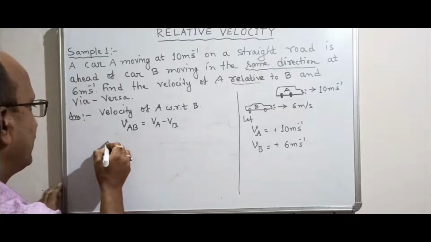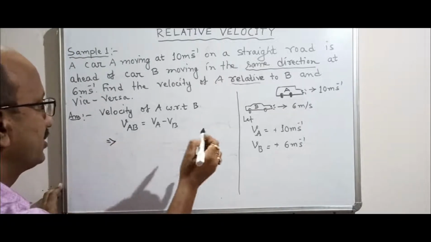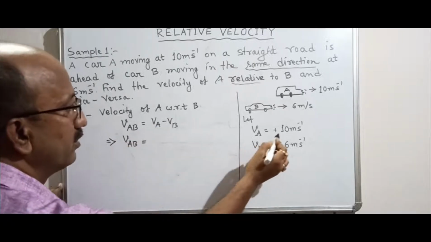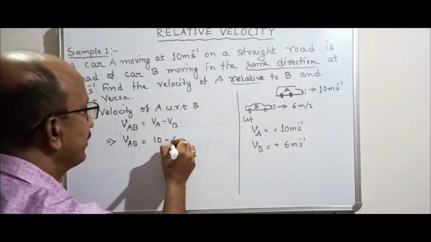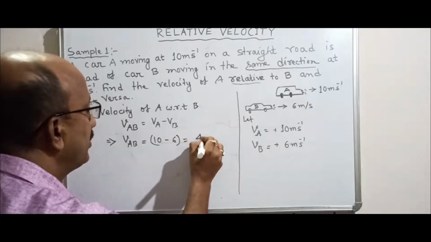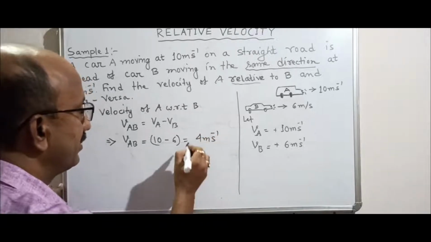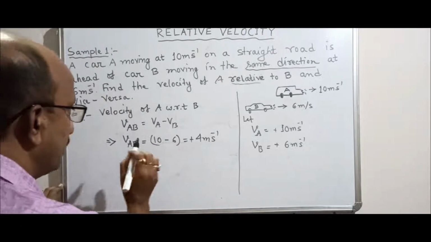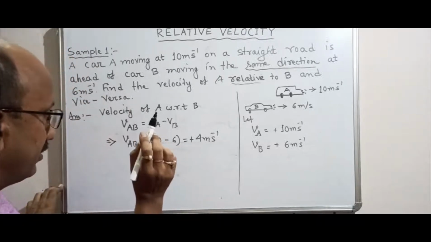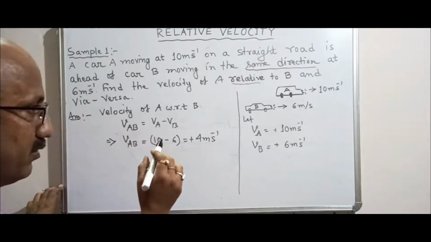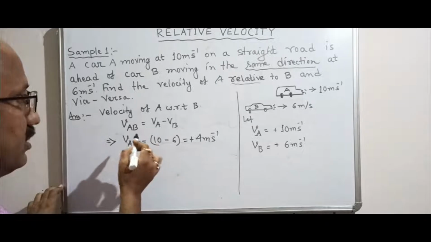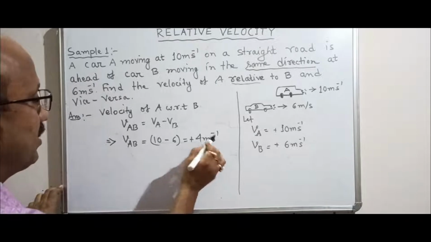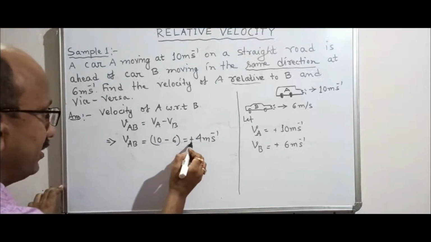Now let us find what is the velocity of A with respect to B, VAB. Now as per the formula, it is 10, this is 6, answer is 4 meter per second. Answer is positive. Now we have to interpret the result. What you got? See, listen carefully. If you don't understand, pause the video, come back to this point, rewind it and again see. When you find the answer VAB equals to 4 meter per second, you have to interpret the result. So answer is first is positive.